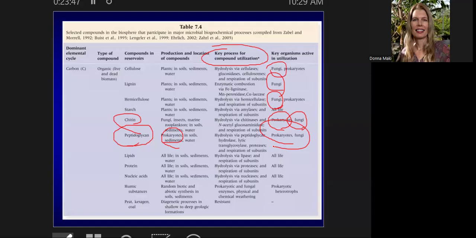And then the other ones on here, lipids, proteins, nucleic acids, all life have those. Humic substances are more what you see in soils and sediments. Peat, of course, is soils and sediments. Coal, of course, is a long-term process to produce the coal that we're currently mining and using.